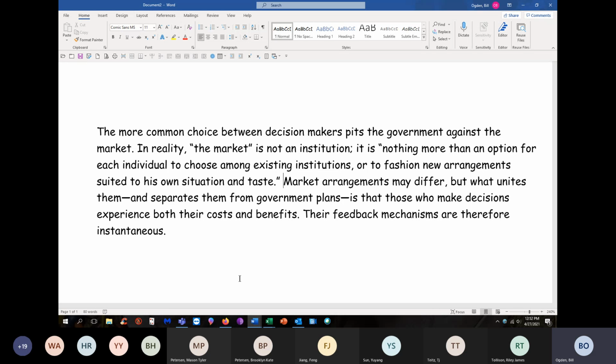So, for example, if the government bailed out General Motors, does the government experience the benefit of that? Well, no, the shareholders did, right? Well, they didn't. The bondholders became the shareholders. But on the other hand, if the private market determines what General Motors is worth, then that's exactly the effect it will have on the shareholders. Their feedback mechanisms are therefore instantaneous.